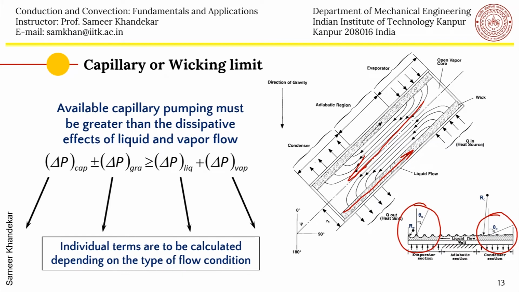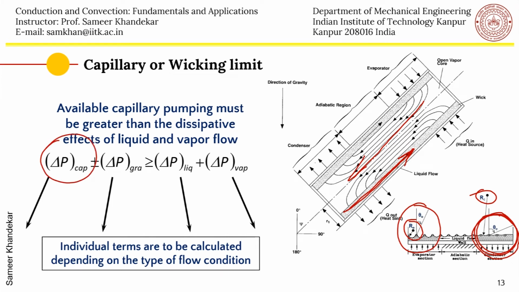Now the thing is that once you decide the fluid, the capillary pressure is actually decided, because it depends only on the surface tension and the radius of the capillary structure. So this delta P capillary gets decided as soon as you fix the working fluid and the wick structure which you have. This will determine the capillary pressure drop.